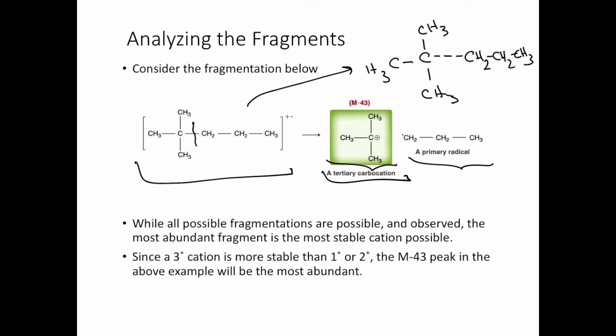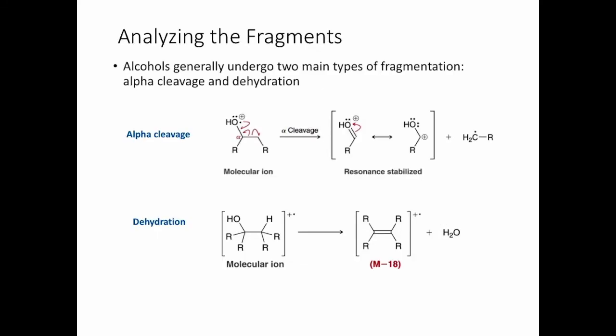And then I'm going to use a fishhook arrow and show that one electron going to the carbon, which would then leave behind this carbocation and this radical fragment. So drawing these radical species and their fragmentations can be a little bit tricky and different from the mechanisms that you're used to drawing. Alcohols undergo two main types of fragmentation, alpha cleavage and dehydration.